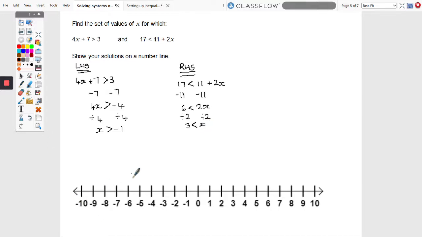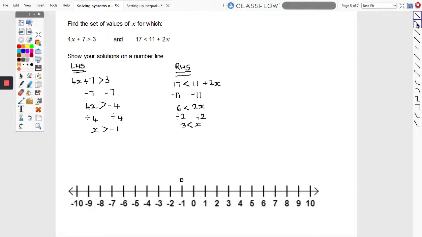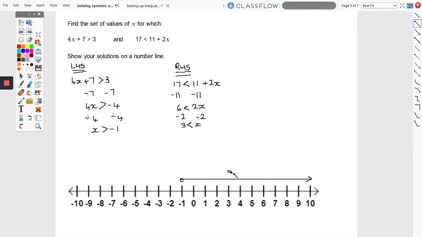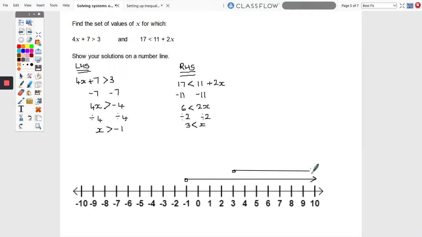So in this case, we can't actually put these together as a compound inequality because x is greater than -1 and x is greater than 3. So if we put an open circle at -1, that shows us that x is greater than -1. And then if we also put an open circle at 3, that shows us that x is greater than 3.